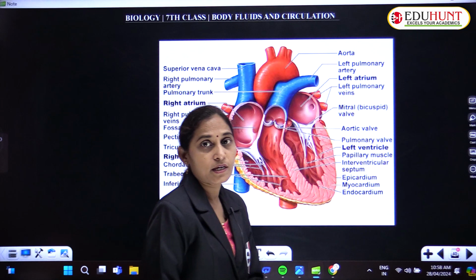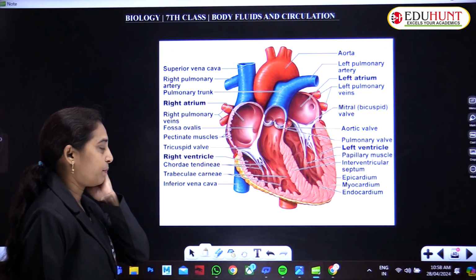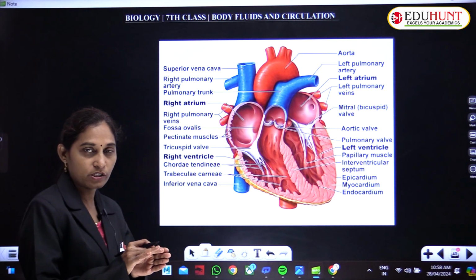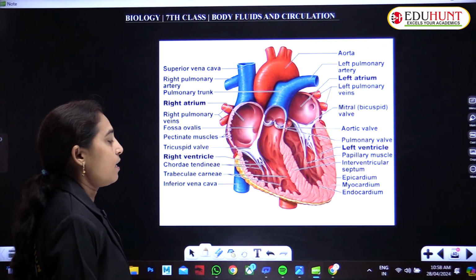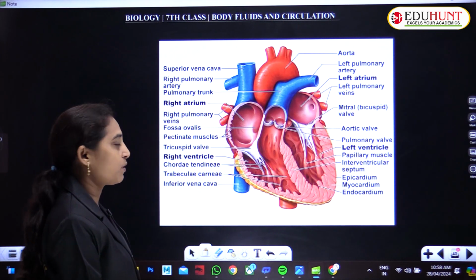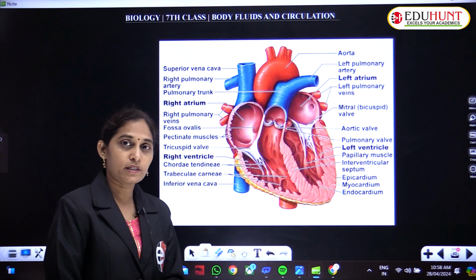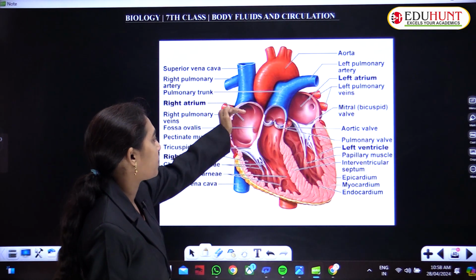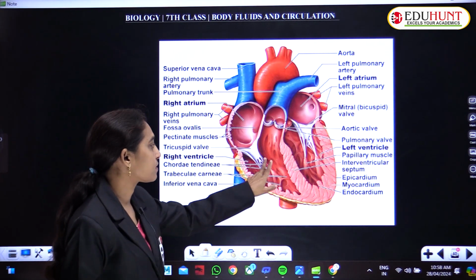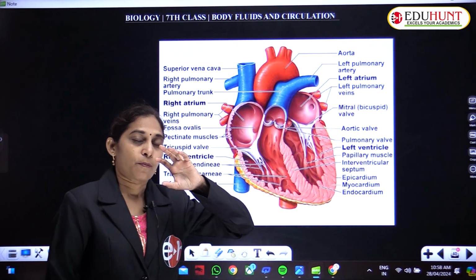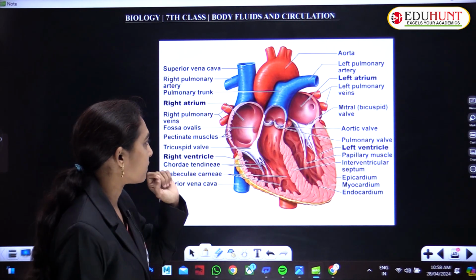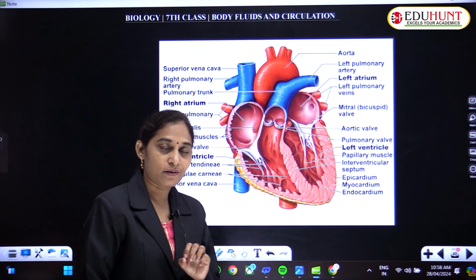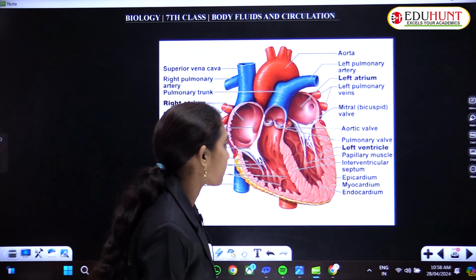Let us see the structure of heart. Until now we have seen the heart walls, the origin, the size and its weight. And this is the heart structure where it possesses two auricles. They are present at the upper portion, and the ventricles. These are the ventricles. Auricles or the atria are smaller than ventricles. We should know that. Atria are smaller than ventricles.